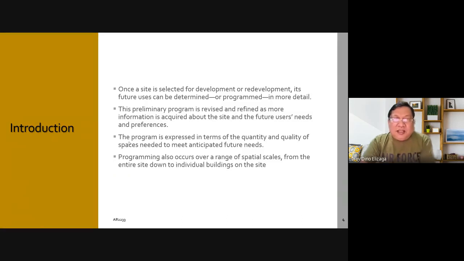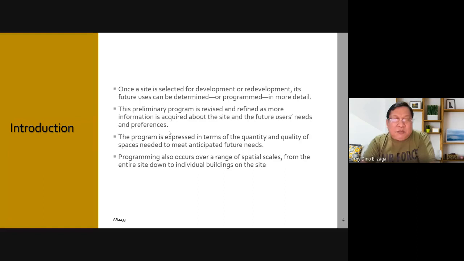Once a site is selected for development or redevelopment, its future uses can be determined or programmed in detail. There's that initial programming when you identified the objectives and set the criteria. But now that the site is there, more detailed programming is needed. So the preliminary program is revised and refined as more information is acquired about the site and the future users' needs and preferences. The preliminary program is the one I mentioned earlier.